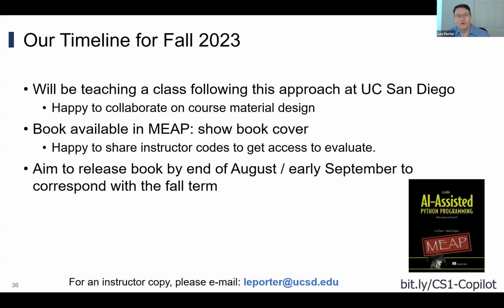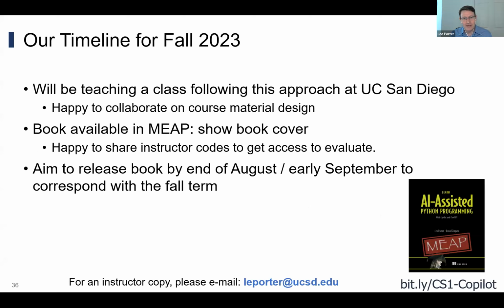This fall, we're going to be teaching a class based on this approach at UC San Diego and are happy to share or collaborate on course materials over the summer. The book to support the course is in early access through our publisher, Manning Publications. Right now, the first 4 chapters are available, and we foresee more chapters being released at a fairly quick pace over the next couple months, so that the full book is available electronically before the fall term starts.